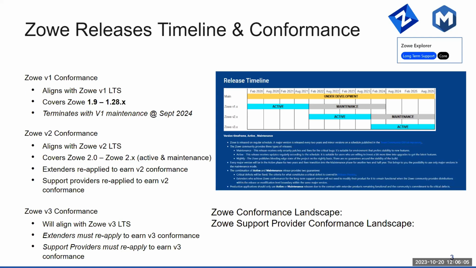Support providers do need to apply for conformance for each major version. Each major version will have its own separate conformance. So as extenders move up in versions, you will need to reapply for those conformance. Zowe V3 conformance will also align with our Zowe V3 LTS. As previously mentioned, you'll have to reapply for the V3 conformance once available.